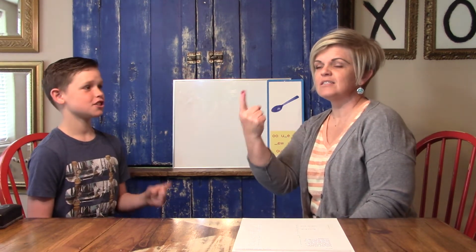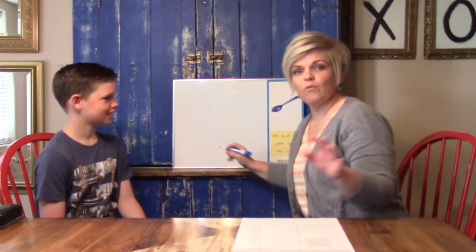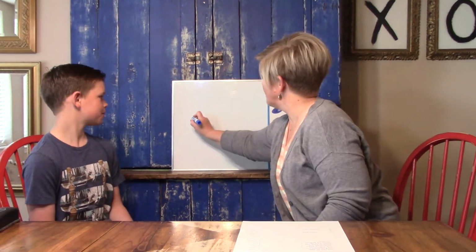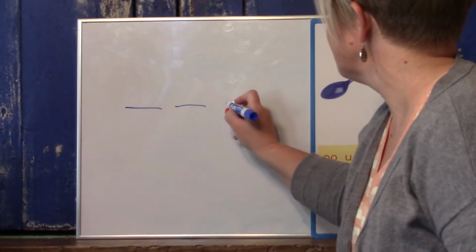Okay, the first word is spoon, so say the word with me, spoon. Spoon. Now let's count how many sounds we hear. So we hear s, p, oo, n. So how many sounds do we hear? 4. 4 sounds. So if whatever you have to write with, you're going to make your 4 lines for our 4 sounds, okay?